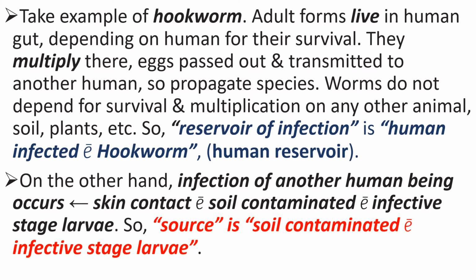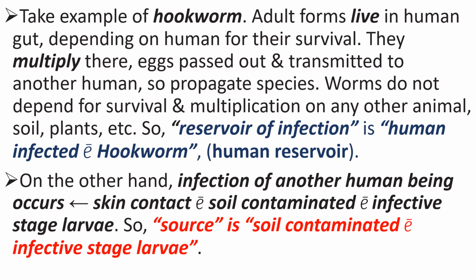Let us talk by example because this will make things easier. The example here is hookworm. Adult forms live in the human gut, depending on the human for their survival. They multiply inside humans, eggs are passed out and transmitted to another human. So they propagate the species. Worms do not depend for survival or multiplication on any other animal, soil, or plants. So the reservoir of infection is a human infected with hookworm.